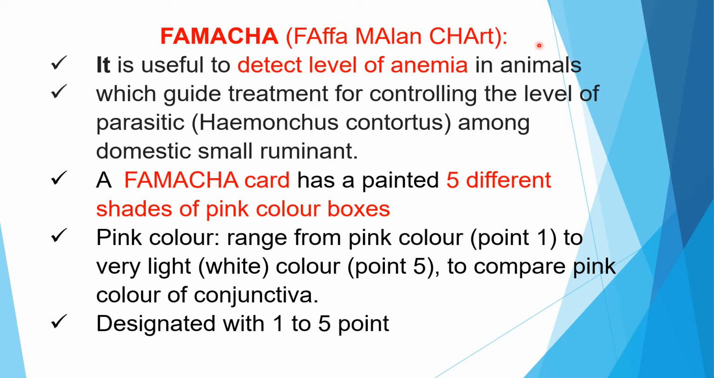And you know that anemia is proportional to the worm burden. So this chart will be helpful to decide the anemia and the worm burden, and thereby the clinician can decide the treatment and preventive measures also. See the importance of this FAMACHA card. It is useful to detect the level of anemia in animals, and it provides guidance for treatment, for controlling the level of parasitic burden, especially Haemonchus contortus, and others also, those producing anemia in domestic ruminants.